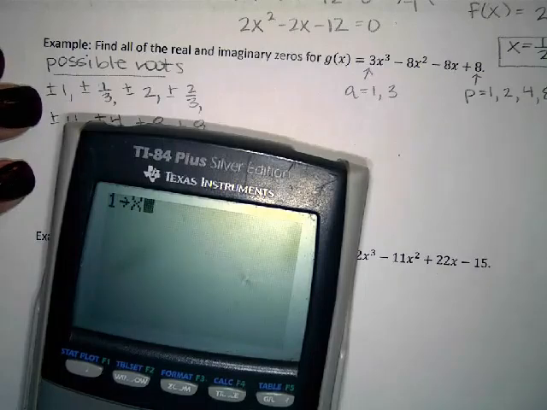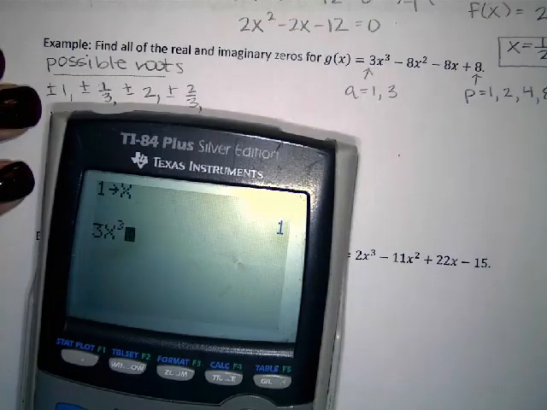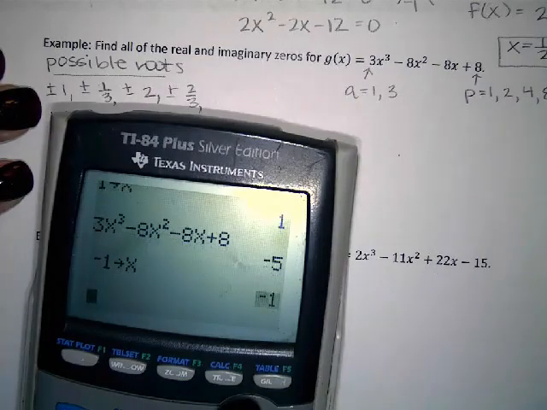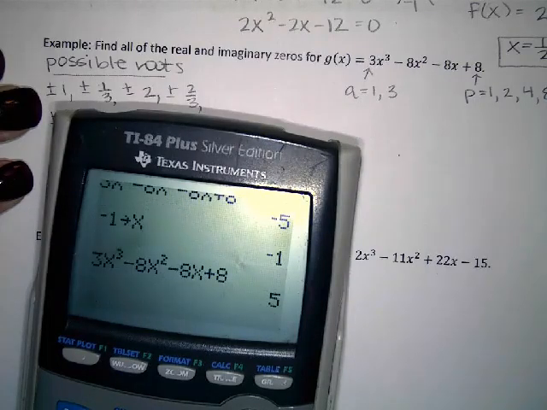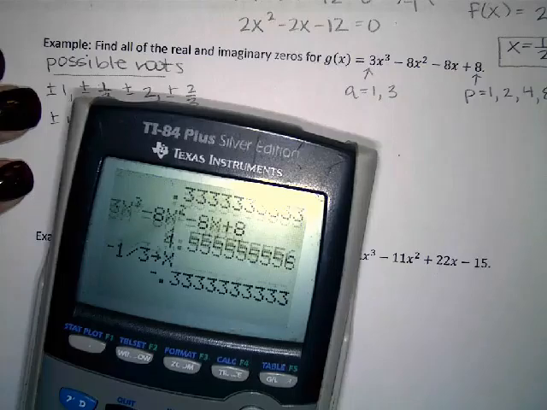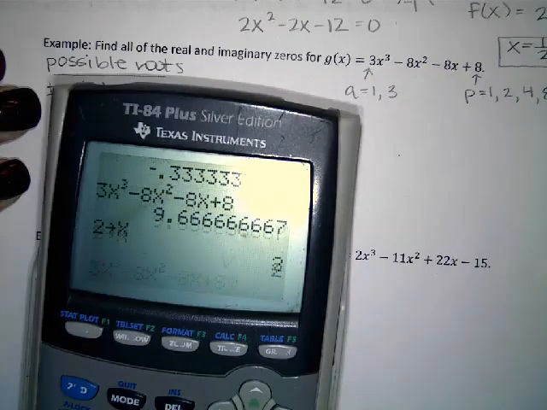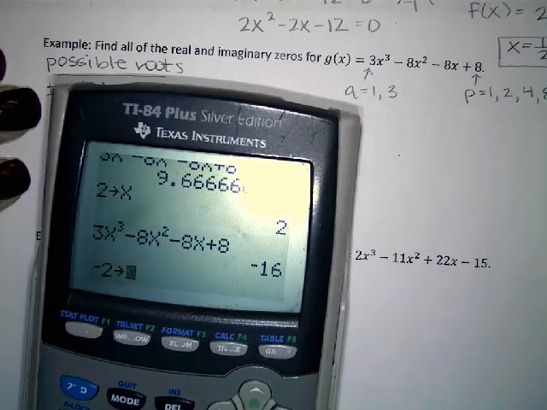Okay, so I'm plugging 1 in. I'll plug in -1. So it's not 1 or -1. I'll plug in 1/3. It's not 1/3. Plug in -1/3. It's not -1/3. Plug in 2. Plug in -2. Plug in 2/3. Two-thirds is it. Okay.